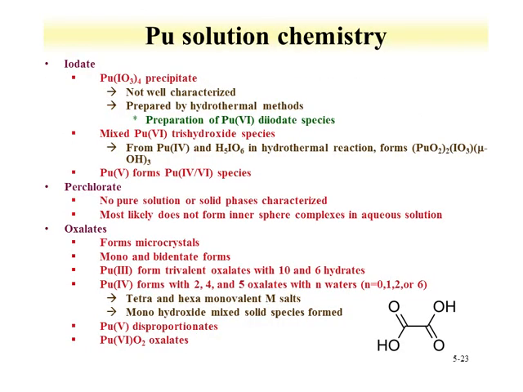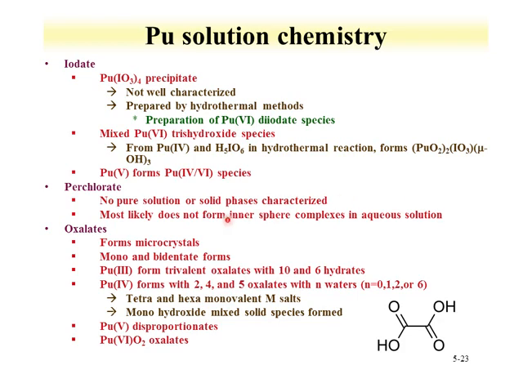Other compounds that are in solution include the iodates, which have been precipitated. They are not well characterized, but they have been prepared by hydrothermal methods. The perchlorates generally are used for non-coordinating systems. There's no pure solution or solid phases characterized. Most likely it does not form inner-sphere complexes. And then the oxalates. The oxalate is a very common ligand used to precipitate plutonium.